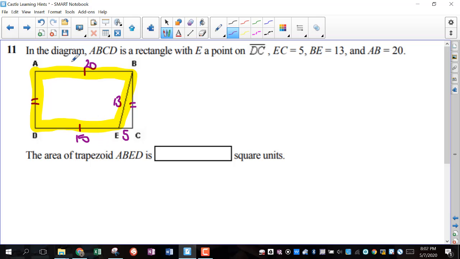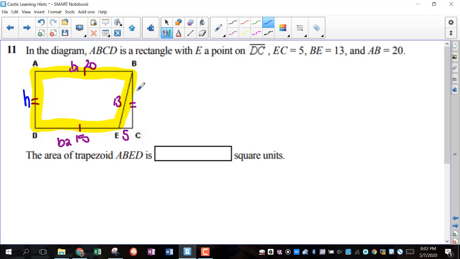So I have my bases, base 1 and base 2, but I'm needing my height. Now my height, remember, is the line that is perpendicular to the base, and in this case it's the side of the trapezoid. And we are unaware of what length AD is, but we know that it is congruent to BC because of the overarching rectangle that we have here.